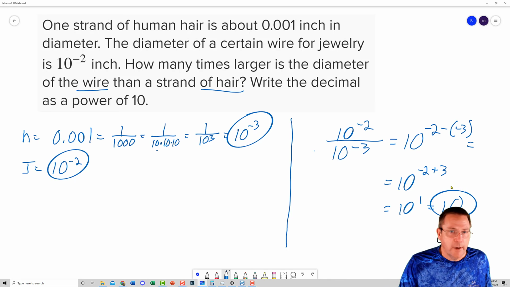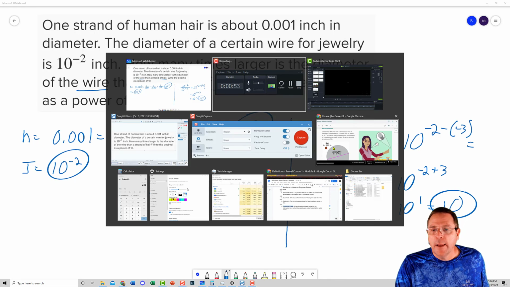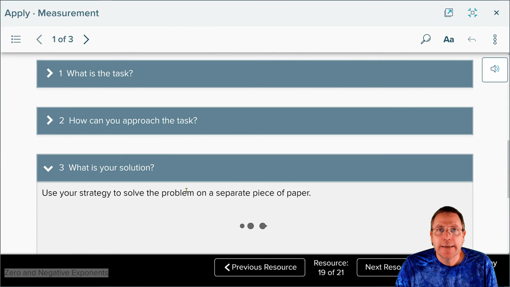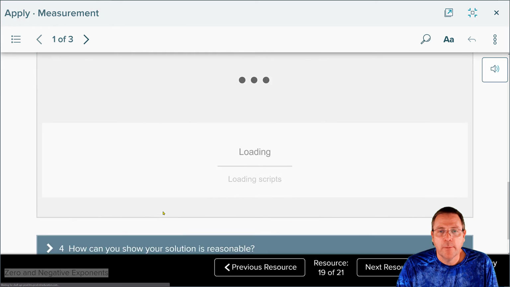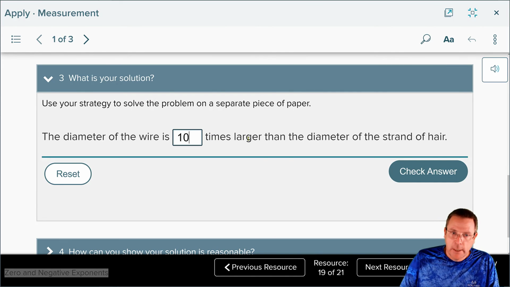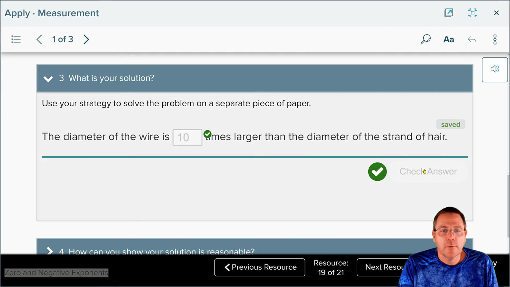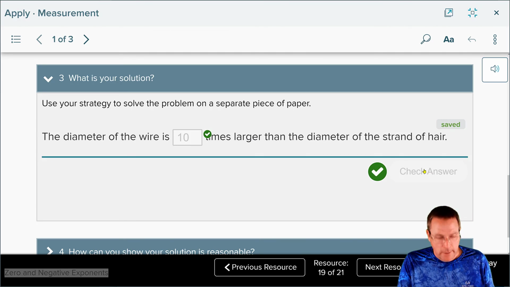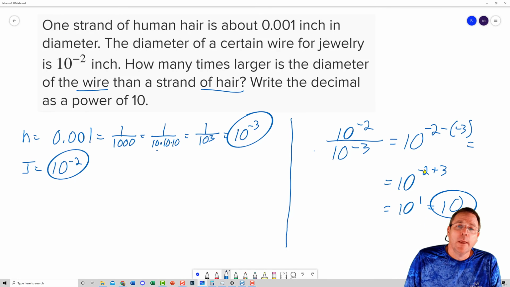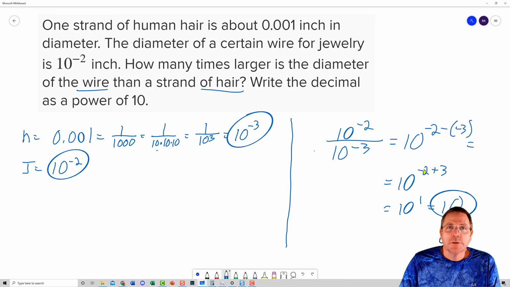So the final answer is going to be that my jewelry wire is going to actually be 10 times larger than the hair. Let's take and plug that answer in here. The diameter of the wire is 10 times larger than the diameter of the hair. Our answer is correct. This would be showing your work for a problem like that, and you might just see something like that on your homework tonight. Get busy on it. Let me know what questions you have tomorrow.